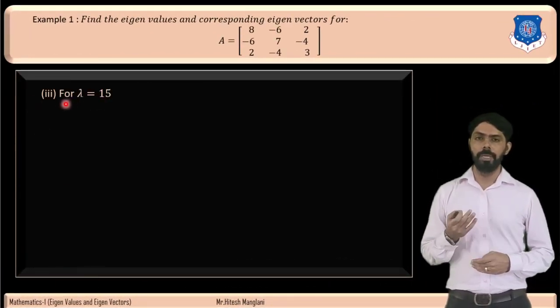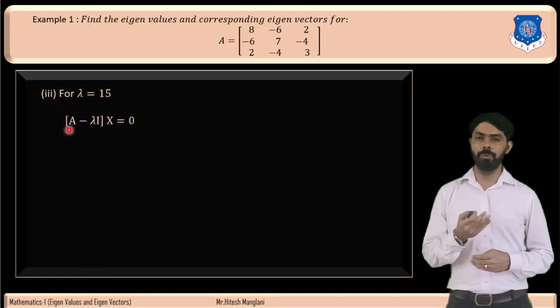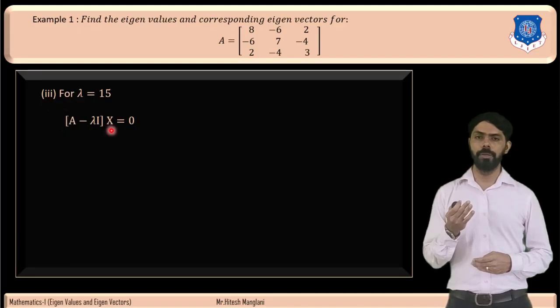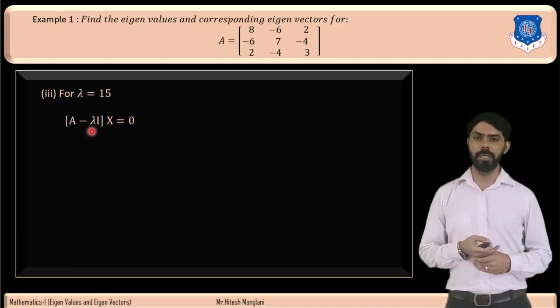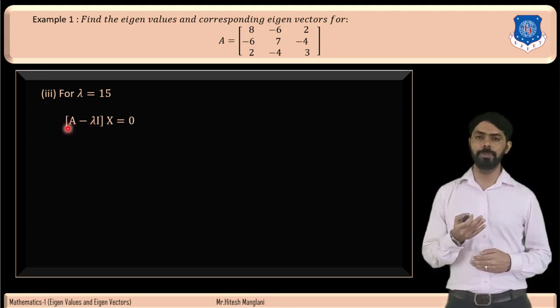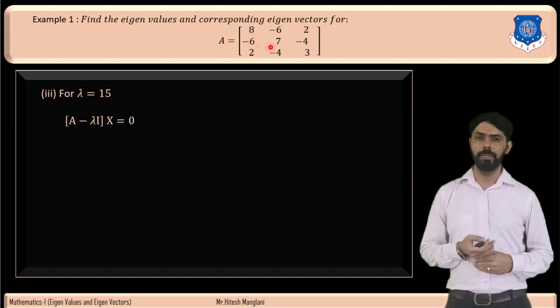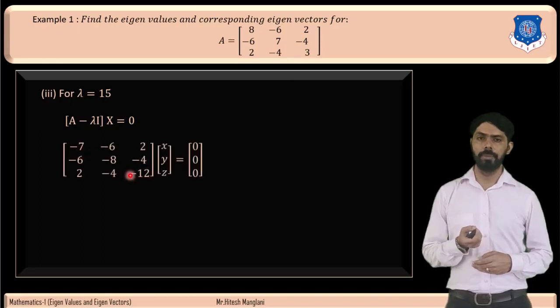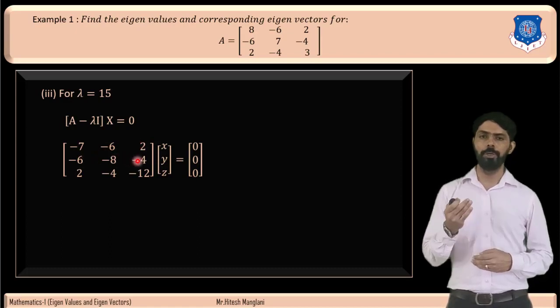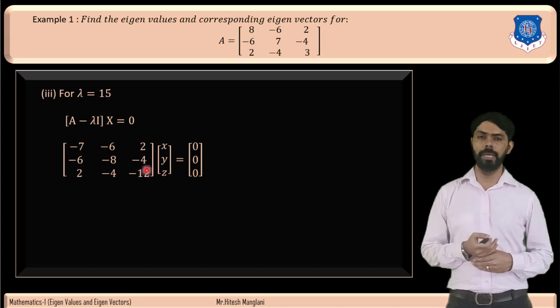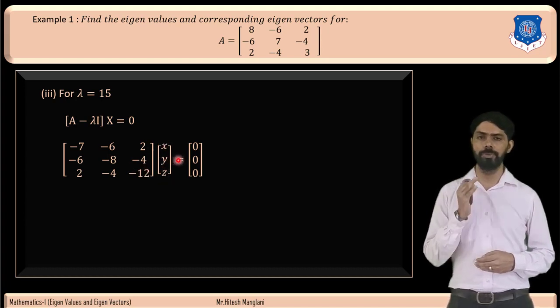So here A minus lambda I into capital X is equal to 0, where capital X is the eigenvector. So we have to find A minus lambda I. For that we subtract lambda from the principal diagonal elements of the matrix. Here lambda is 15. So 8 minus 15 will be minus 7, then 7 minus 15 will be minus 8, then 3 minus 15 will be minus 12. So the matrix will be minus 7, minus 6, 2, then minus 6, minus 8, minus 4, then 2, minus 4, minus 12, and capital X is x, y, z is equal to 0, 0, 0.